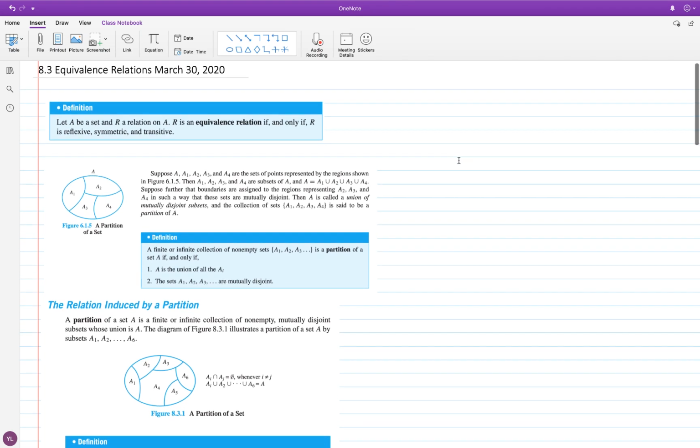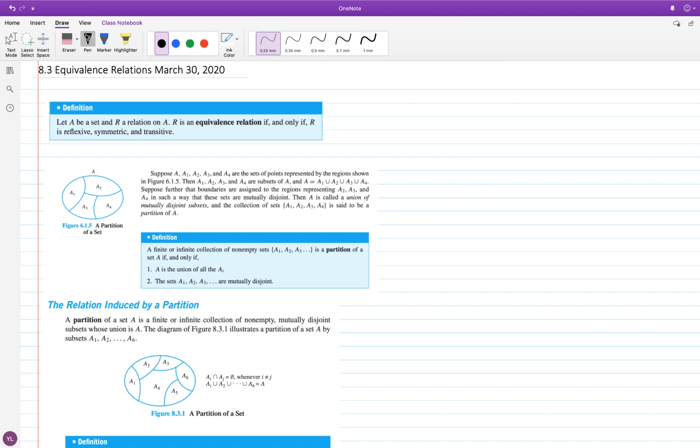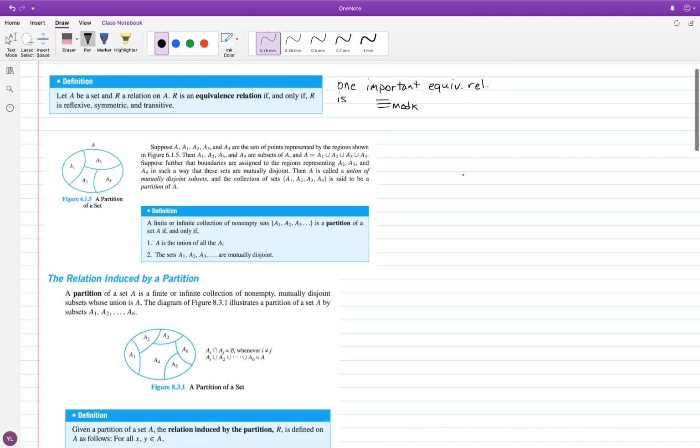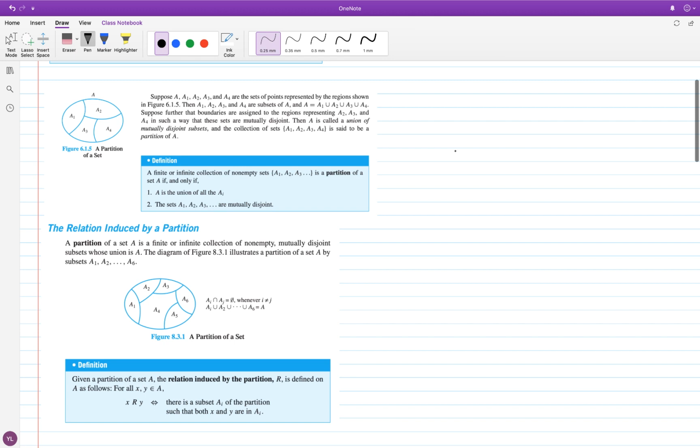In the previous section, we saw what it meant for a relation to be reflexive, symmetric, and transitive. If a relation happens to have all three of those properties, we call it an equivalence relation. That's because the equals relation has all three of those properties, and there are other relations that have all three and sort of act like an equality of sorts. One really important one is the equivalence mod k relation, or congruence mod k, and you can see on pages 455 and 456 why those are equivalence relations.